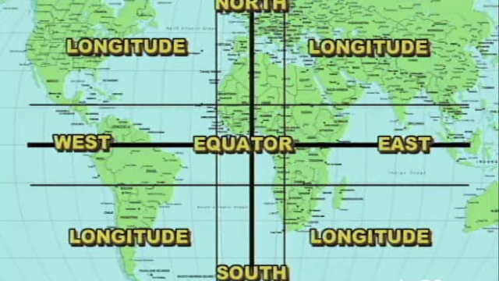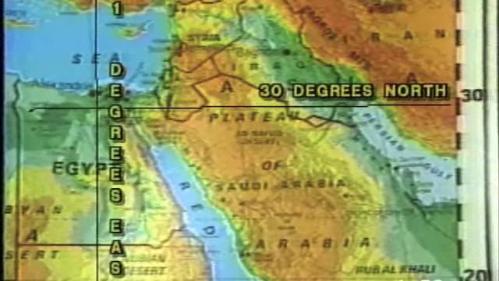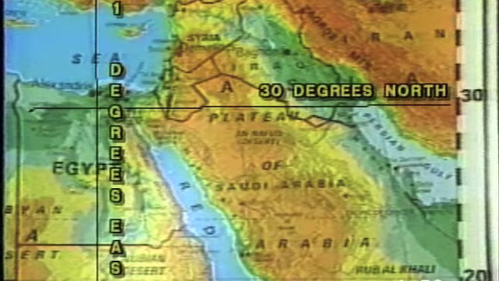Let's try an example. We are trying to locate a place at 30 degrees north latitude and 31 degrees east longitude.